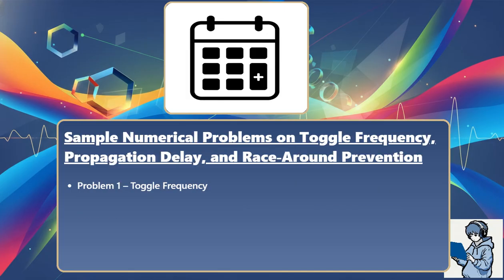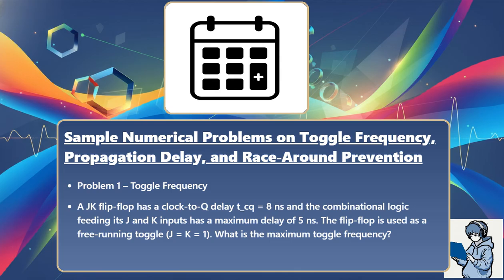Problem 1 - toggle frequency. A JK flip-flop has a clock to Q delay TCQ equals 8 nanoseconds, and the combinational logic feeding its J and K inputs has a maximum delay of 5 nanoseconds. The flip-flop is used as a free-running toggle, J equals K equals 1. What is the maximum toggle frequency?